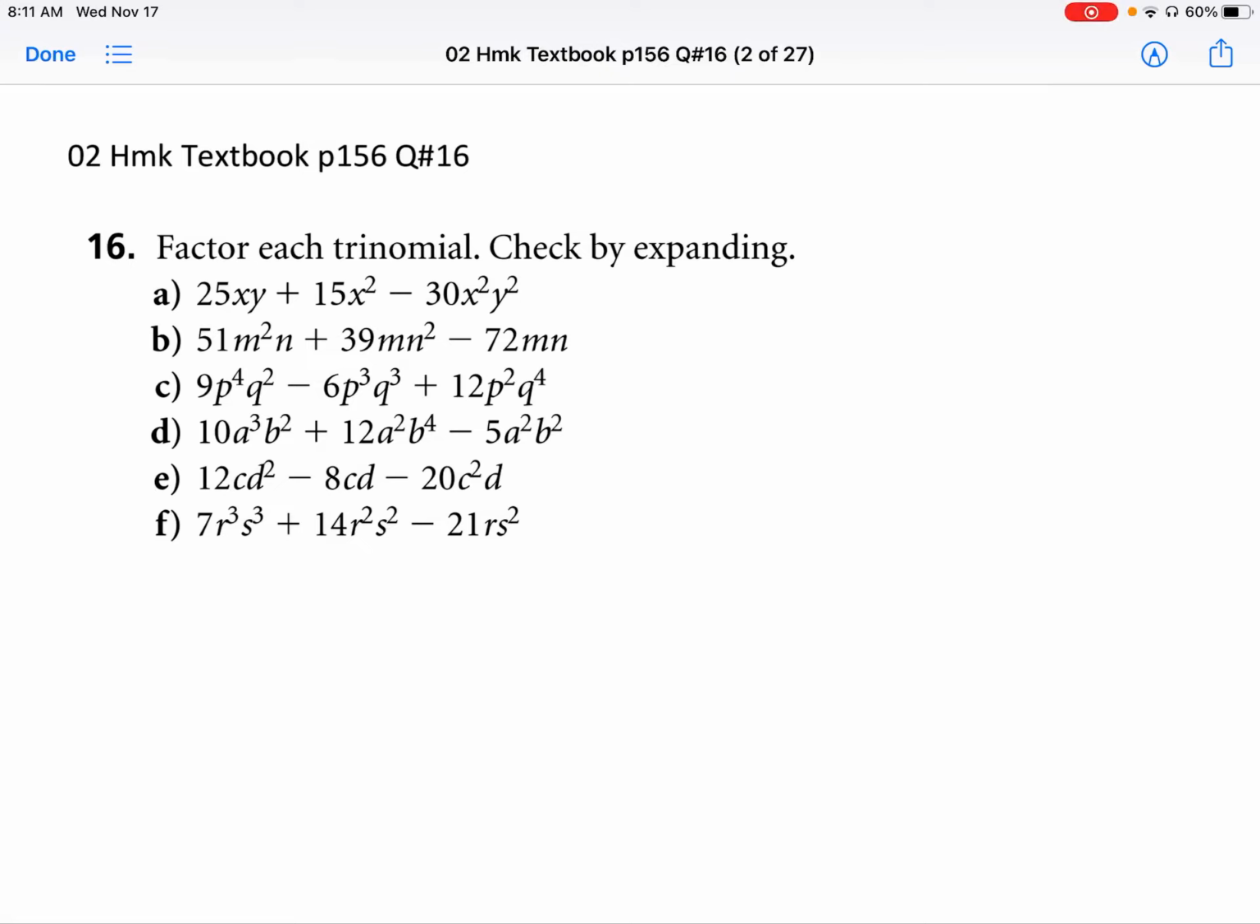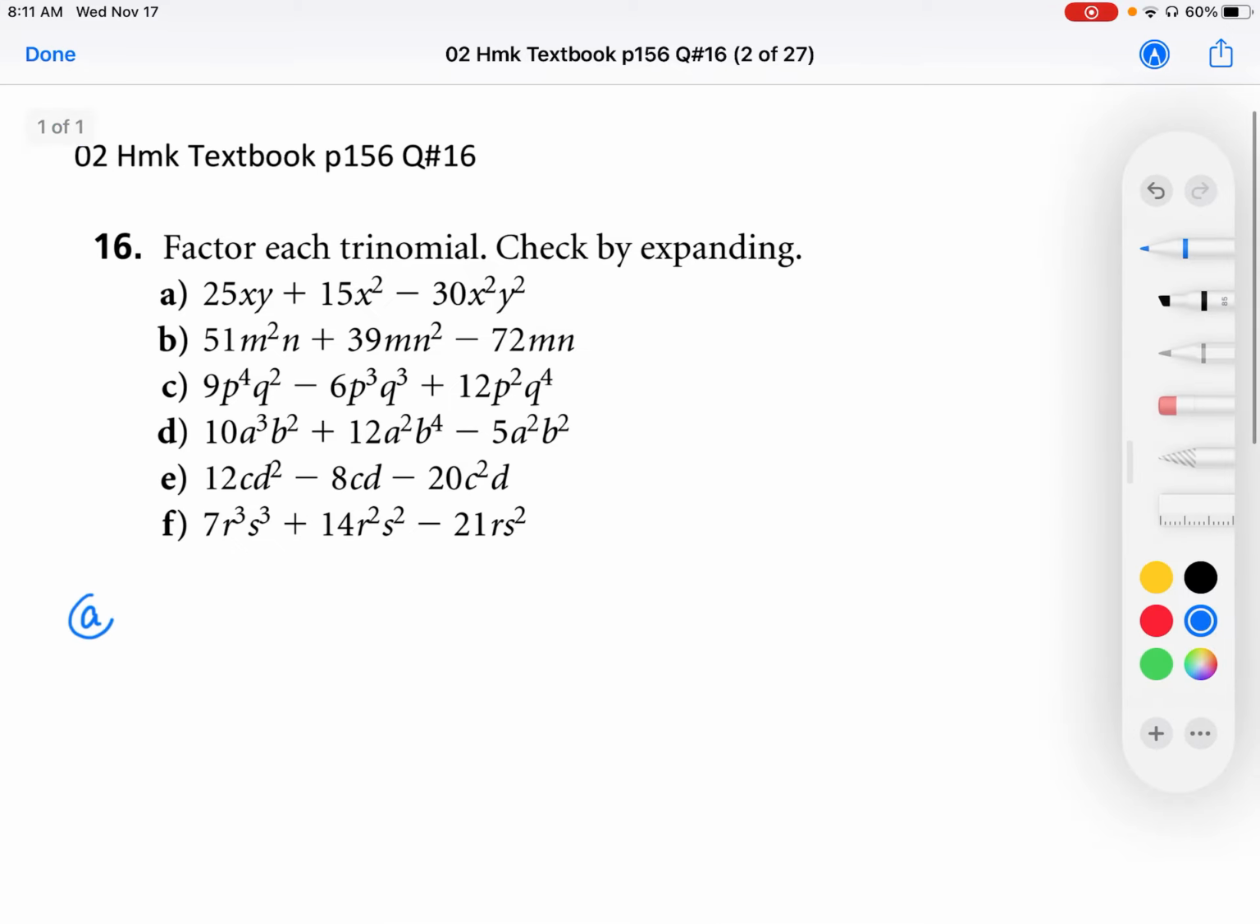So question number 16, we're asked to factor the trinomial, and factoring involves always first factoring the greatest common factor. So for A, we have 25xy, 15x squared, 30x squared y squared. For the number parts, the greatest common factor is going to be the 5. We have a common x, and we don't have a common y, so that's all the common pieces.